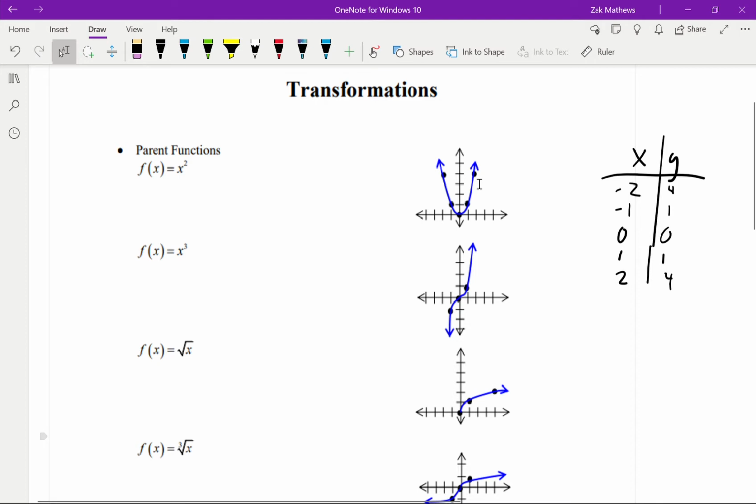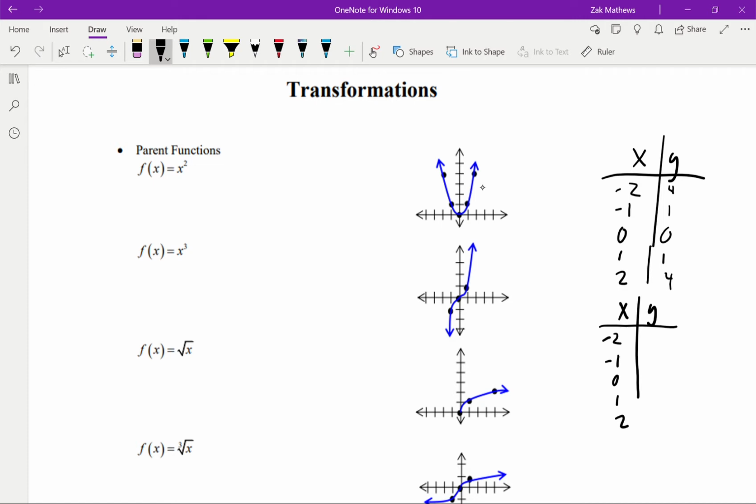If I do the same thing with the x cubed function, I've only shown 3 dots, but I'm going to go ahead and set up a table with 5 points just to really make sure we understand what's going on. So if I plug in -2, -2 cubed is -8, -1 cubed is -1, 0 cubed is 0, 1 cubed is 1, and 2 cubed is 8. So I can plot all of those points.